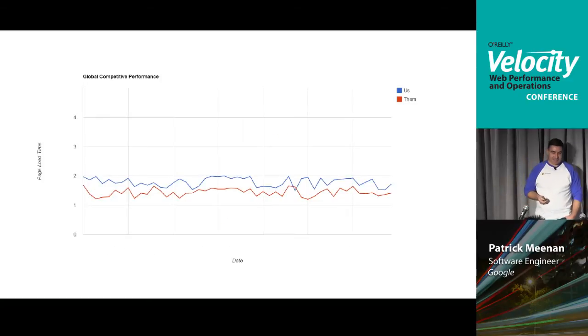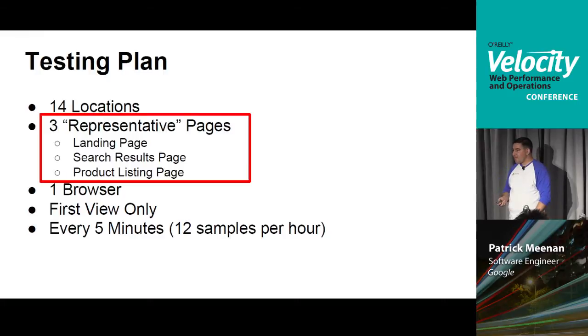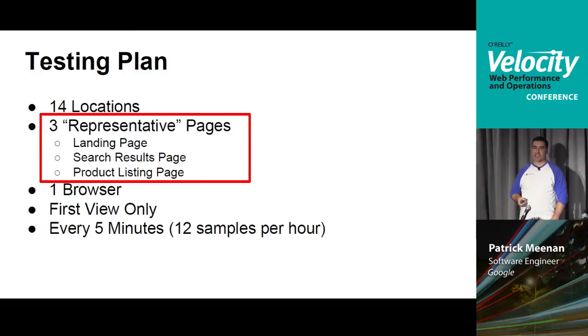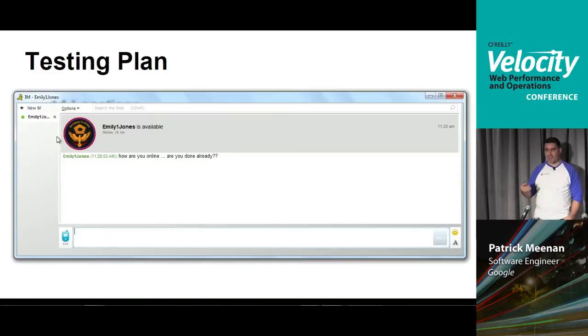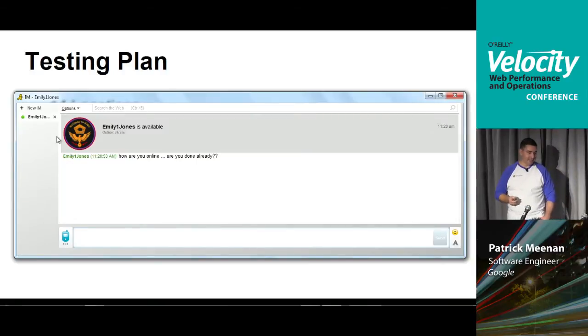But our testing still looks great, right? Everything's coming back really fast. The problem with our test plan is we're testing 3 representative pages frequently, from 14 locations, 5 minutes apart. So roughly every minute we're testing any one of these pages 2 or 3 times. They're pretty much guaranteed to be in cache somewhere, everywhere, actually.